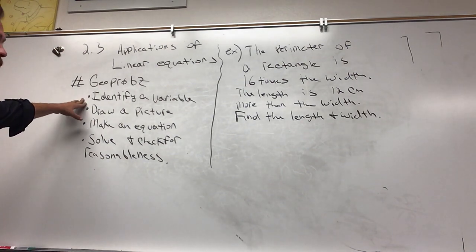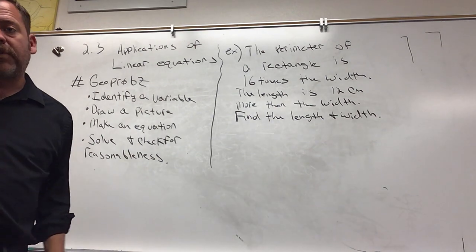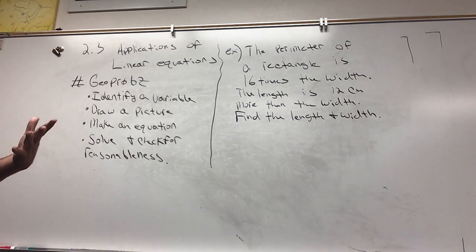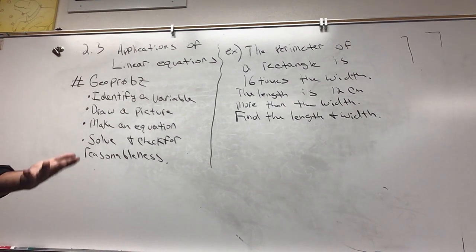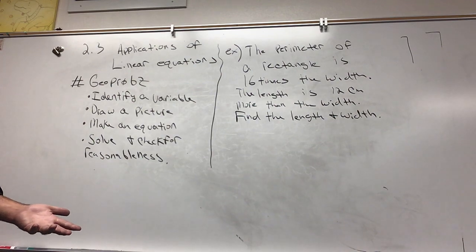I want you to identify a variable. What is your variable? I want you to draw a picture. I want you to make an equation, solve, and check for reasonableness. Does it make sense? For example, with geometry, we have shapes, rectangles, lengths and distances. Could you ever have a negative distance or a negative length? No, it wouldn't be reasonable.